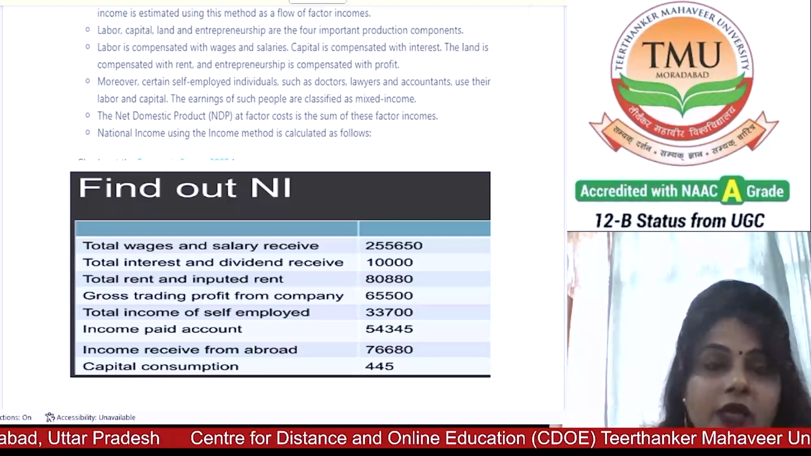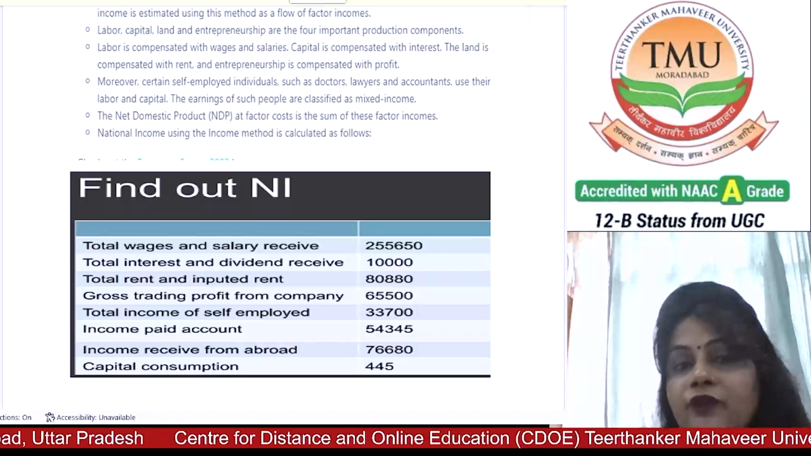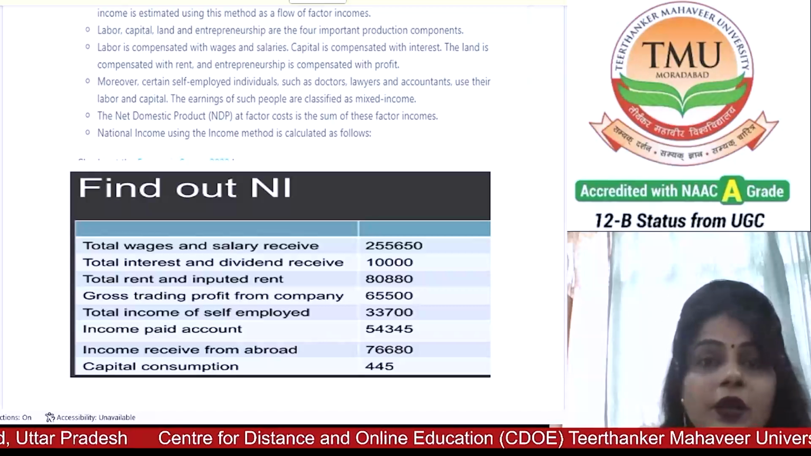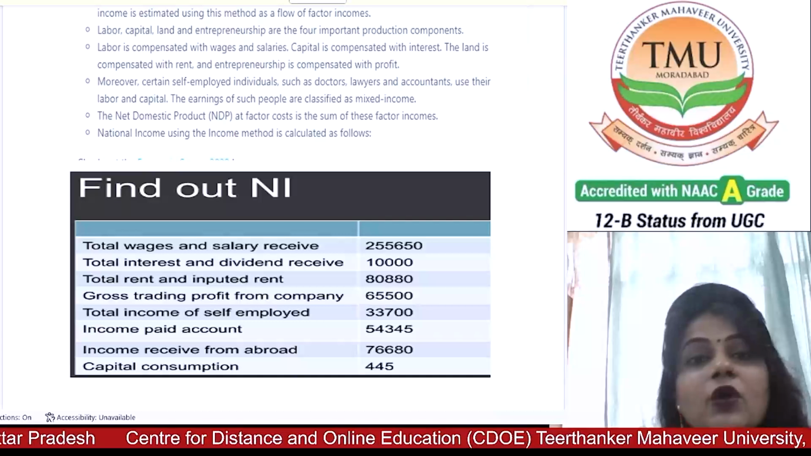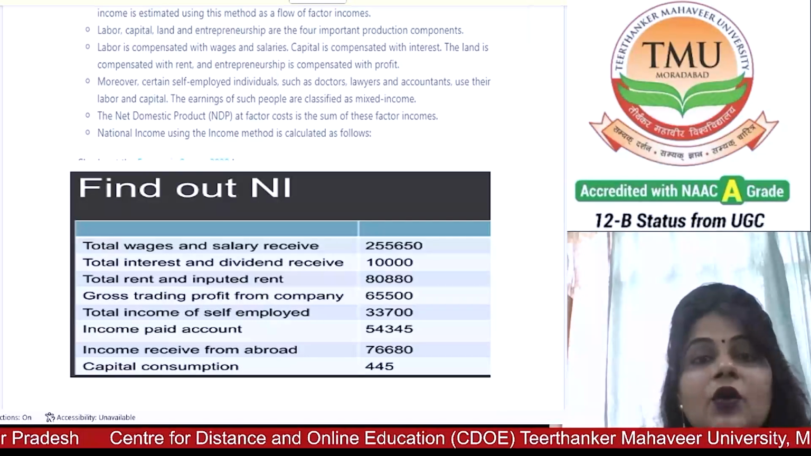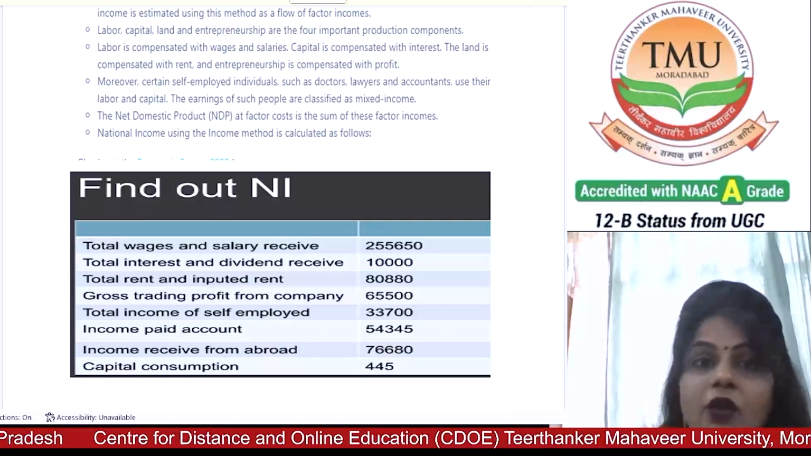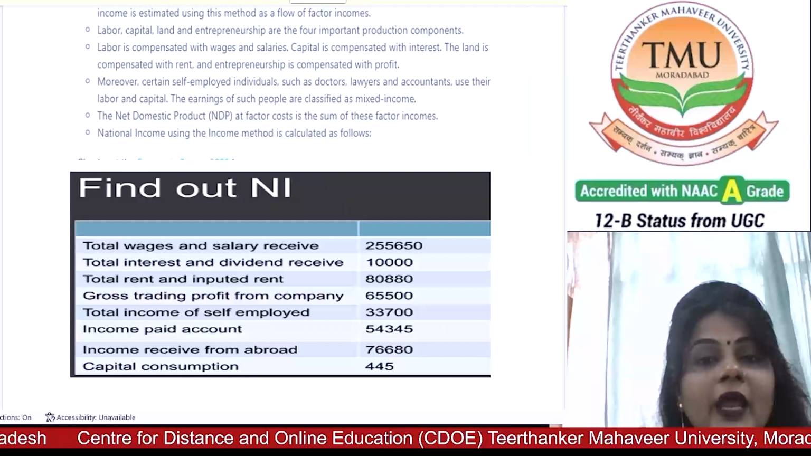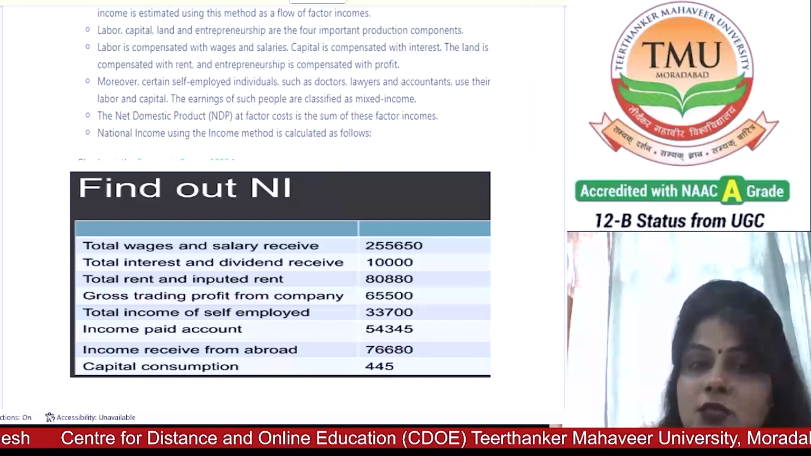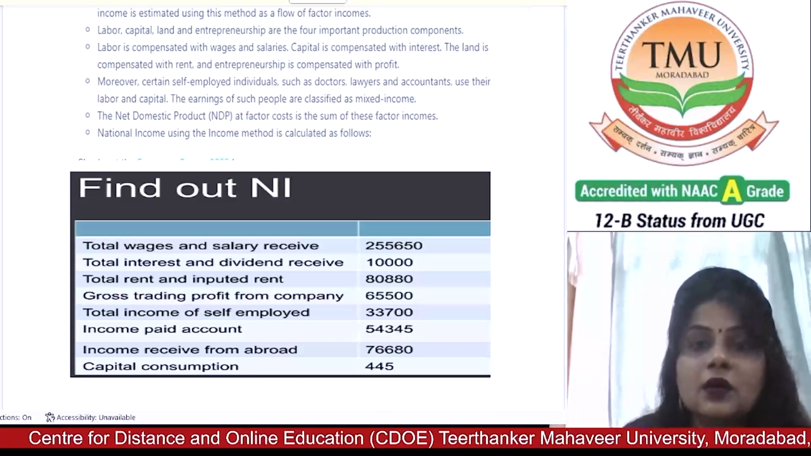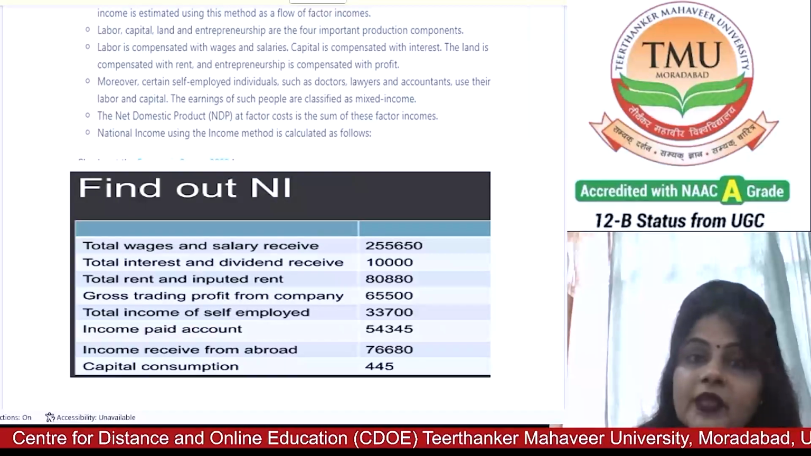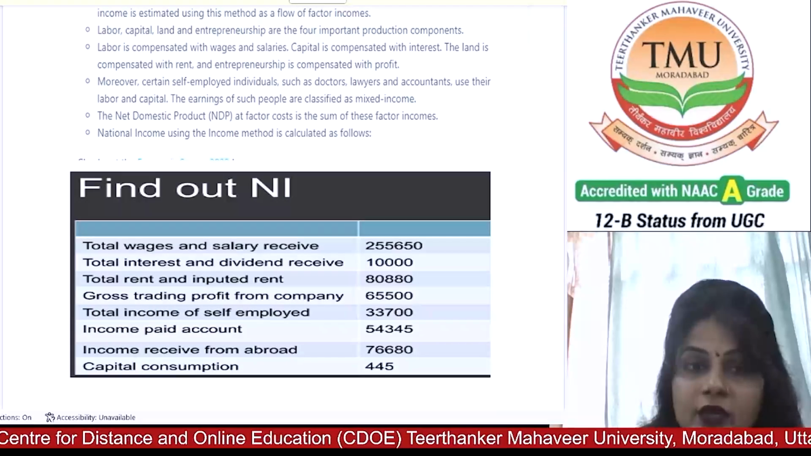With it, the windfall gains will not be included. Income that arises from windfall gains, like horse racing, lotteries, etc., are not calculated in the determination of national income as they are not connected with any kind of production activity.